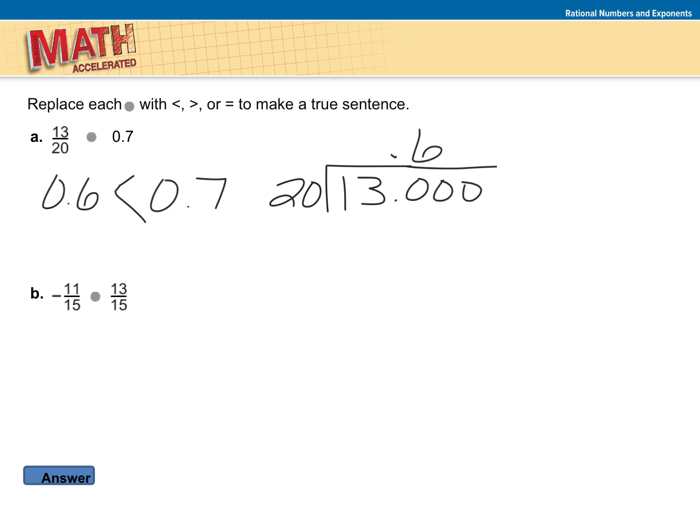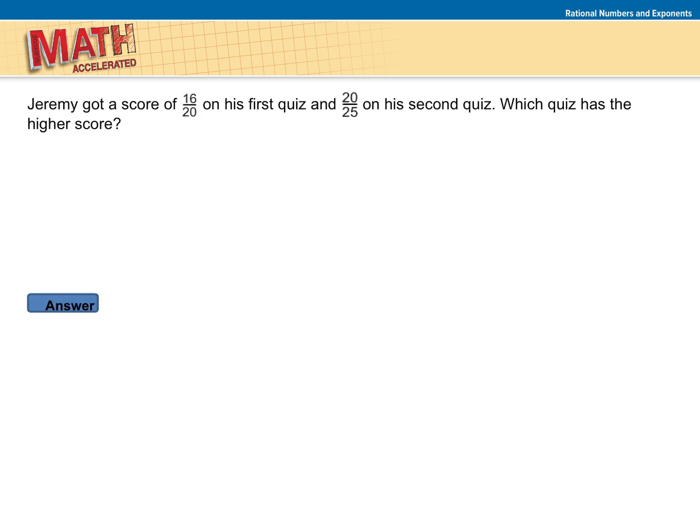Okay. I'm going to skip B. Go on to this one. This is on the back side of your notes. It says Jeremy got a score of 16 out of 20 on his first quiz and 20 out of 25 on his second quiz. Which quiz has the higher score? Go ahead and try and figure it out.